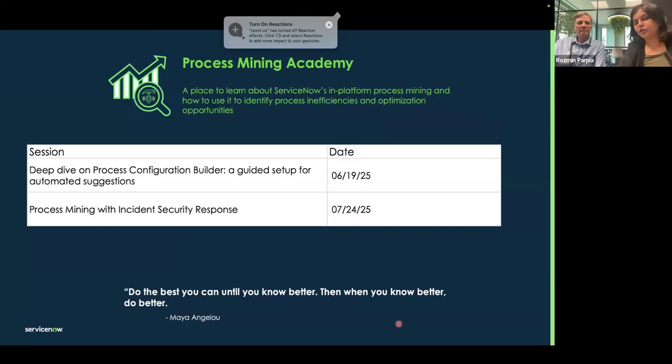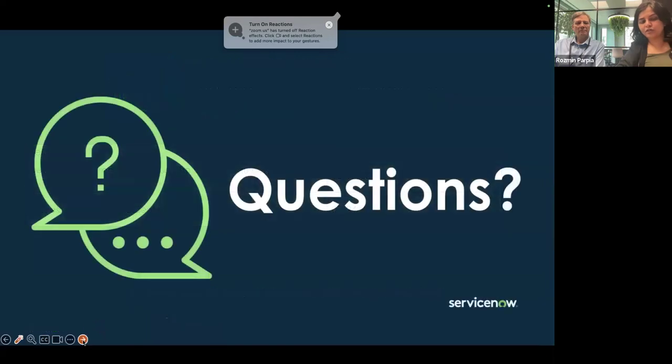In the month of June, we'll come to you with a deep dive on process configuration builder. I showed some of it today, but I didn't do a good job of explaining everything, so one of our team members will present that topic in June. And then in July, we have process mining with incident security response. So make sure you dial in, and thanks so much for your participation and for waiting 20 minutes over.